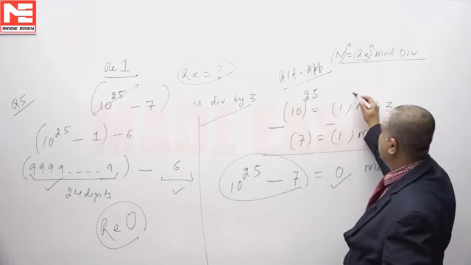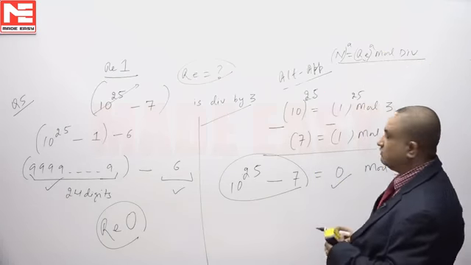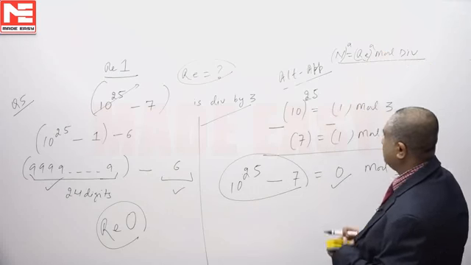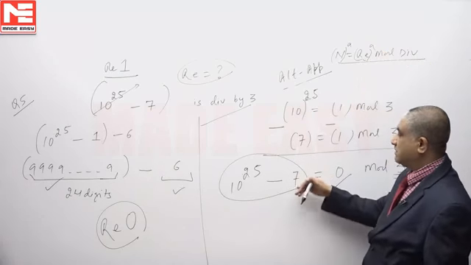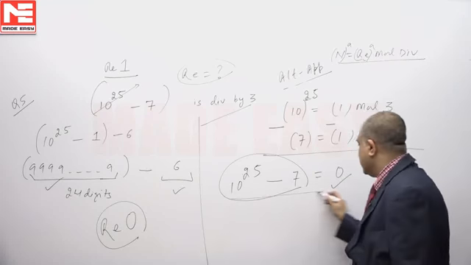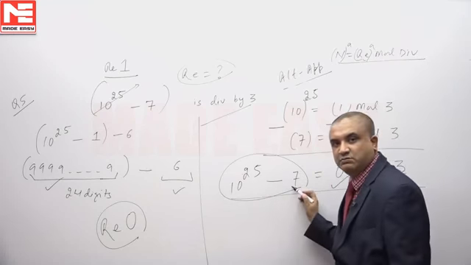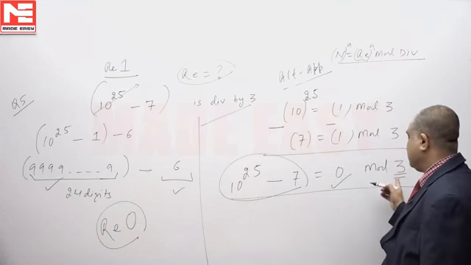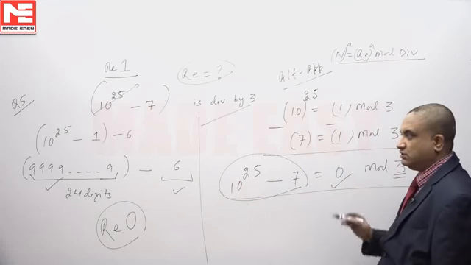10 raised to the power 25 will be 1 raised to the power 25, and we know 1 raised to the power 25 is 1. When the numbers are subtracted, the remainders are also going to be subtracted. So this huge number when divided by 3, the remainder is 0.